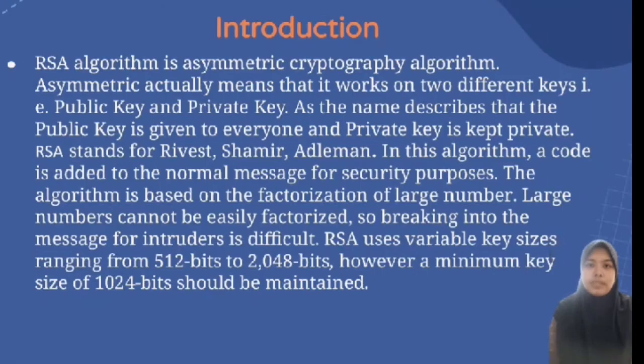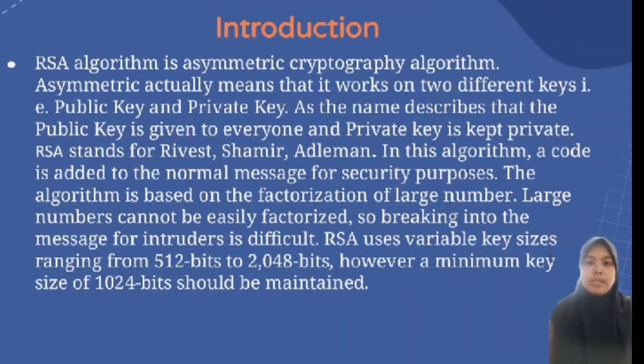RSA algorithm is asymmetric cryptography. Asymmetric actually means that it works on two different keys, a public key and a private key. As the name describes, the public key is given to everyone and the private key is kept private. RSA stands for Rivest-Shamir-Adleman. In this algorithm, a code is added to the normal message for security purposes. The algorithm is based on the factorization of large numbers. Large numbers cannot be easily factorized, so breaking into the message is difficult for intruders.